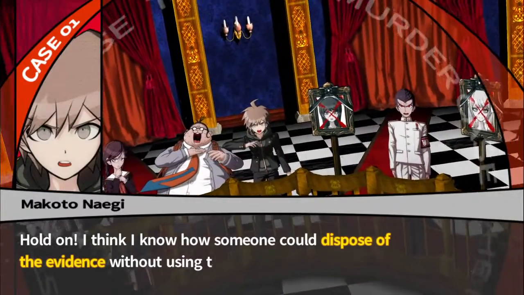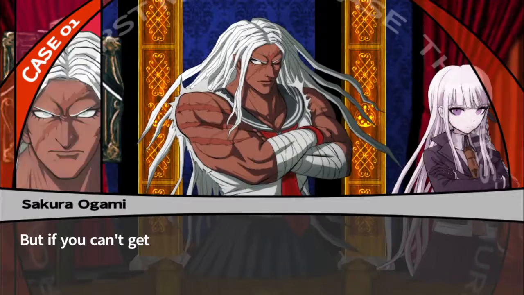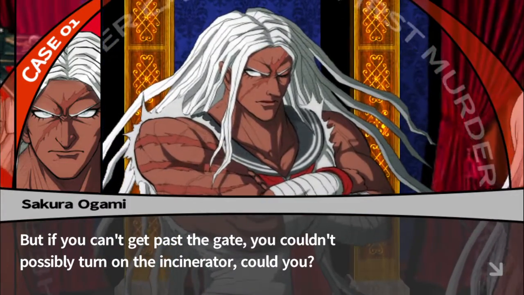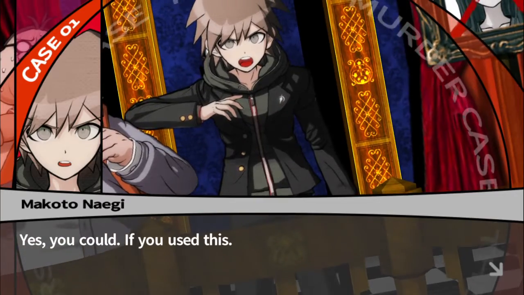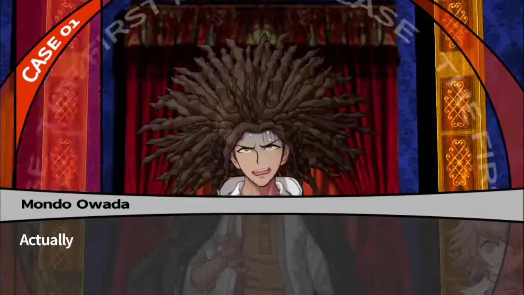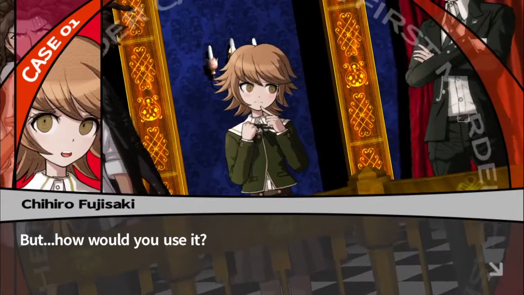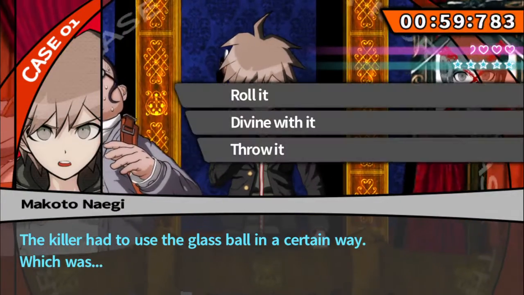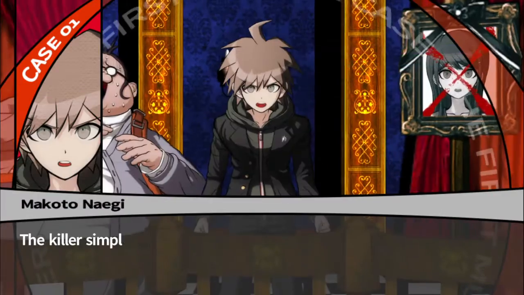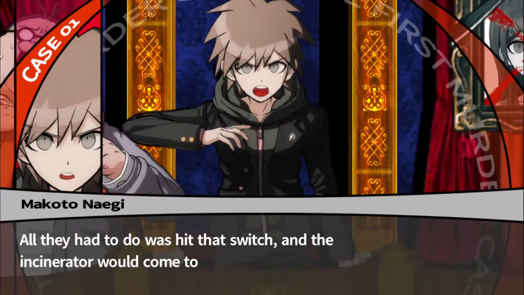Hold on. I think I know how someone could dispose of the evidence without using the trash room key. But if you can't get past the gate, you couldn't possibly turn on the incinerator, could you? Yes, you could. If you used this. What is it, some kind of glass ball? It's busted to hell. Actually, it was supposed to be a crystal ball. But how would you use it? I got it! The killer simply took aim at the incinerator switch and threw the ball. All they had to do was hit that switch.